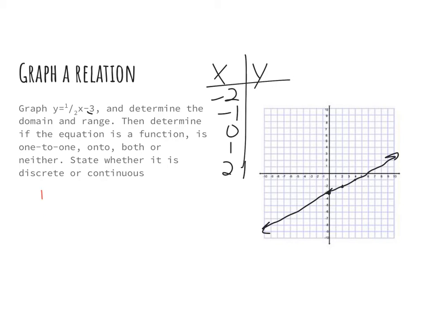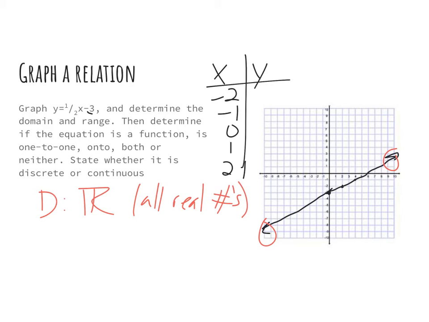Domain and range. Domain, if you'll notice, we've got an arrow going to the left and to the right, so that means our domain is all real numbers, and that's usually how we write all real numbers, is that double-stemmed R. For our range, you again look at the arrows. You've got one arrow pointing downward, one arrow pointing upward. So again, we have all real numbers.